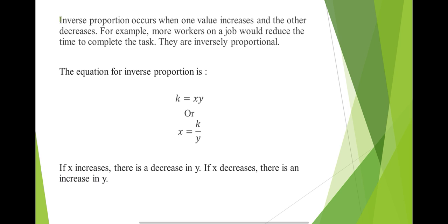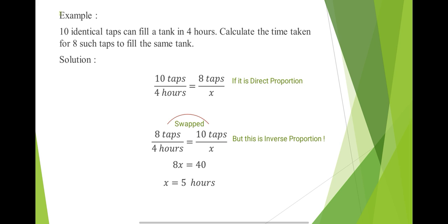Okay. So the equation for inverse proportion is k equals x times y, or x equals k over y. If we move the y to the left side, it will be k over y, right? So both of them are just the same. So we have an example here.